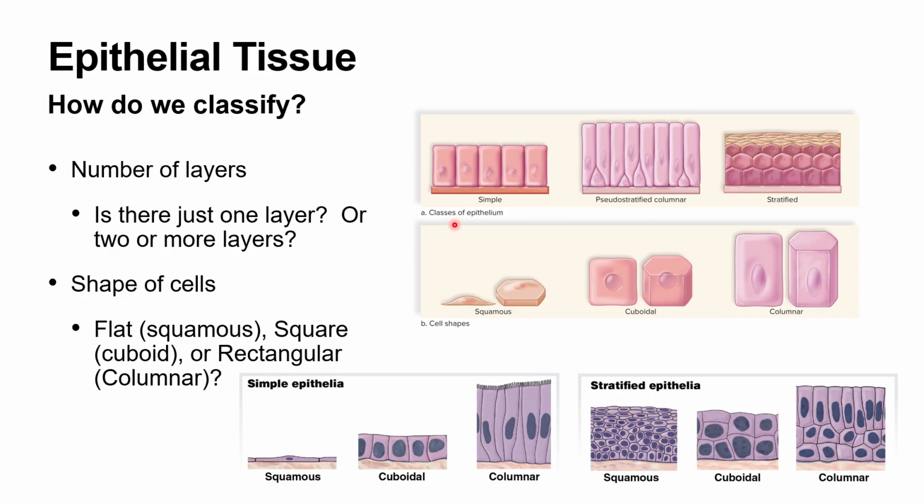When we put these two terms together, we can end up taking a look at things like a simple squamous epithelial tissue that we see at the bottom of the screen here. We have a simple cuboidal tissue, a simple columnar tissue as well. And when we have the stratified tissues, we can see our stratified squamous tissue that we see right here. We have our stratified cuboidal tissue and our stratified columnar tissue.